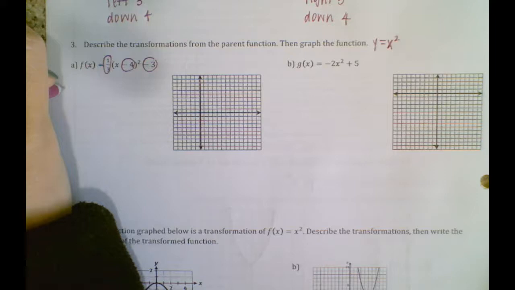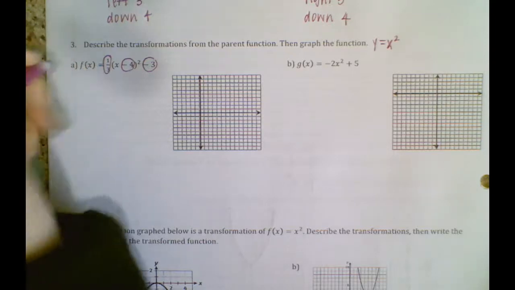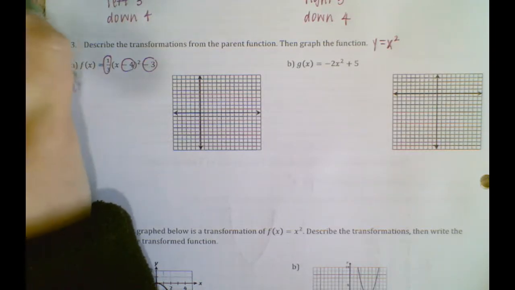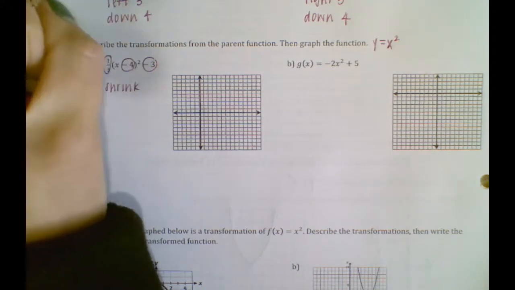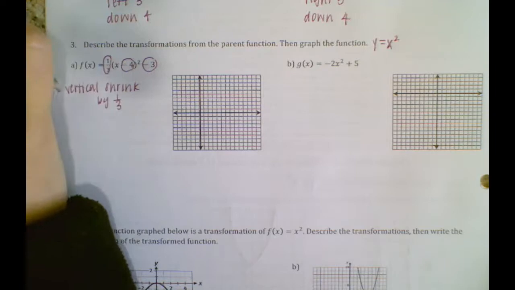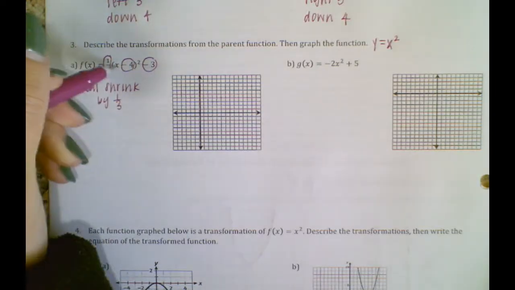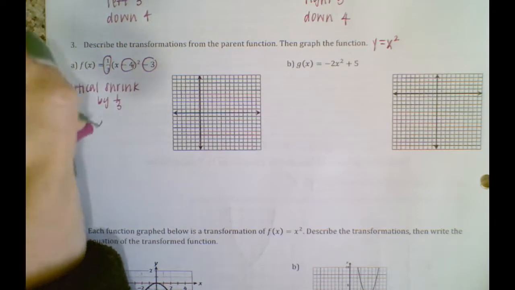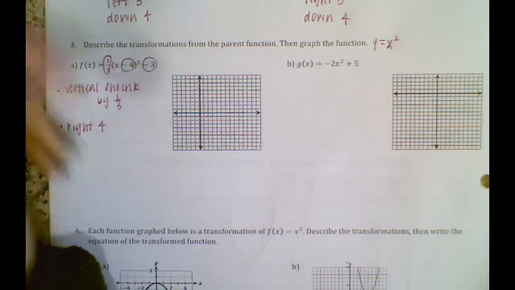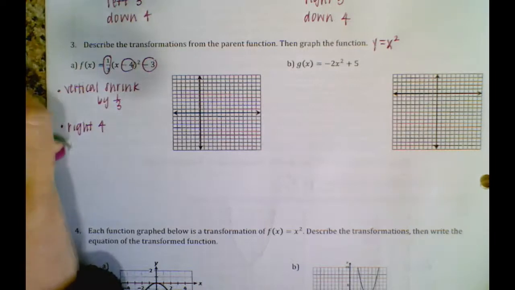So we have a vertical, that's going to be a shrink because it's less than 1. So we have a vertical shrink by 1/3. This is in the form x minus a value, so this means we're moving to the right by 4. And then this is your k value, and it says minus k, so we're moving down 3.